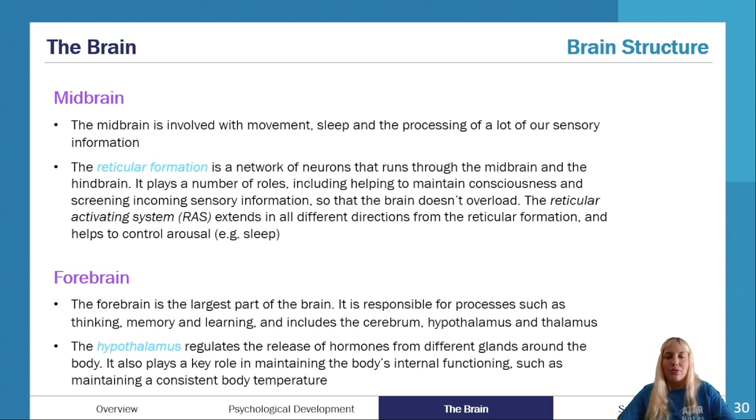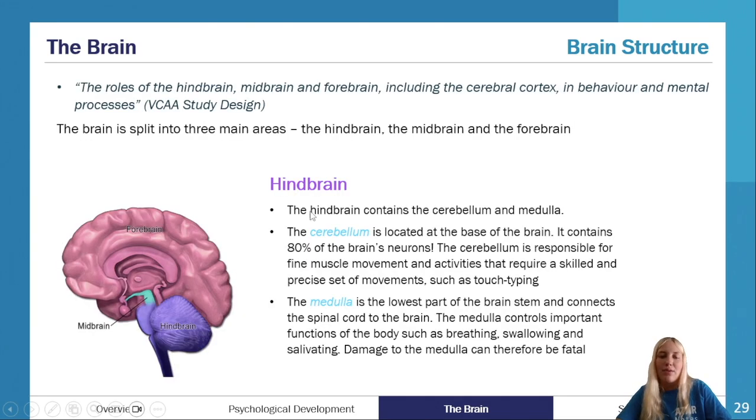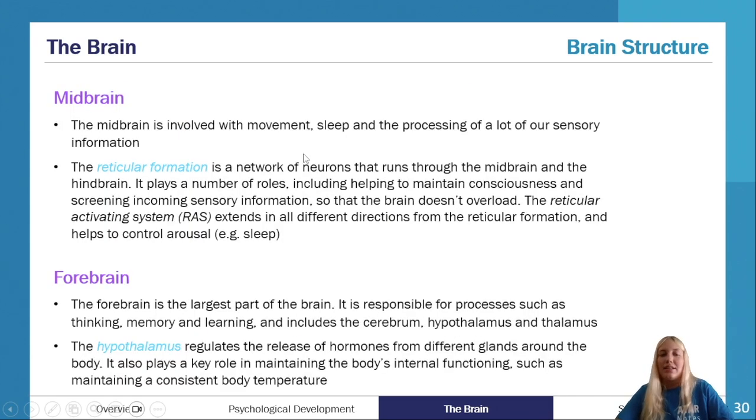It's also called the RAS, and it extends in all different directions from the reticular formation, and it helps to control arousal. So RAS is involved in maintaining our consciousness, keeping us awake, versus sending us to sleep, and catching incoming sensory information. And that will involve even things like body position. So that's how it can be involved with movement. Basically, reticular formation has that teamwork with the cerebellum as well that is involved in those fine, delicate movements.